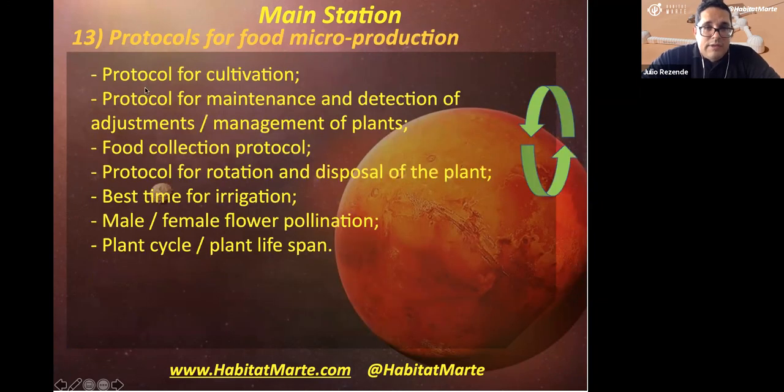Also, imagine a protocol for food microproduction, like a protocol for cultivation, a protocol for maintenance and detection of adjustments in the plant's cultivation. Also, food collection, food rotation, the best time for irrigation, male and female flower pollination, and the plant cycles, up to the necessity to change a plant to a new plant.